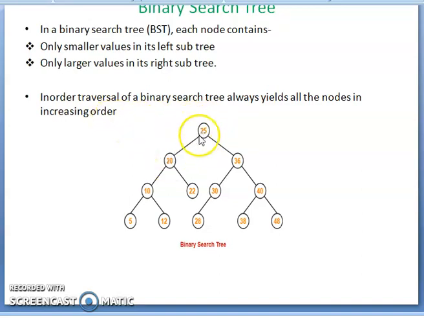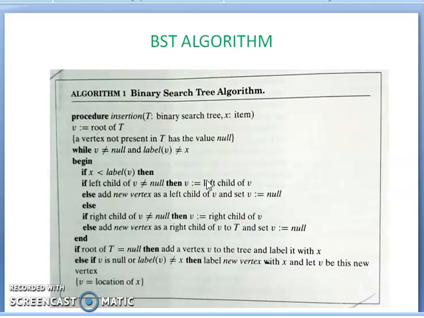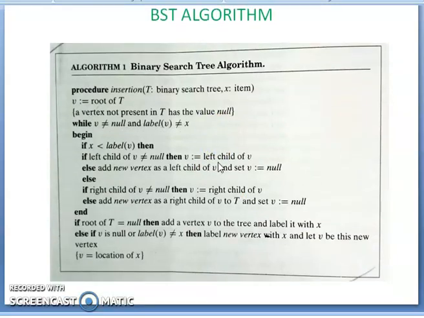If the new node is greater than the root value, you traverse to the right side. Like that, you traverse the binary search tree, find the proper place, and insert there. This is the binary search tree insertion algorithm. This is about the binary search tree, one application.